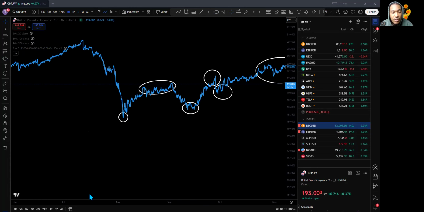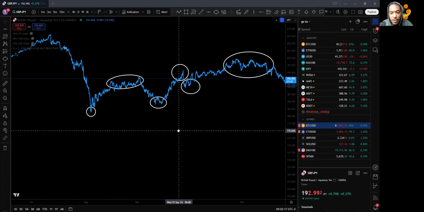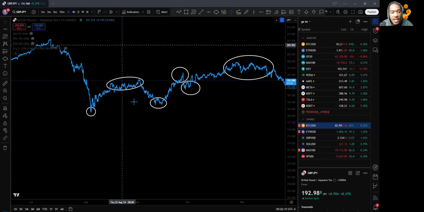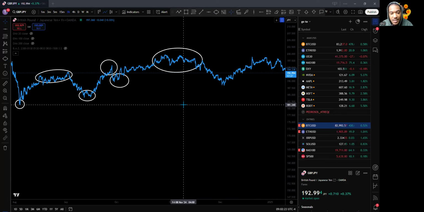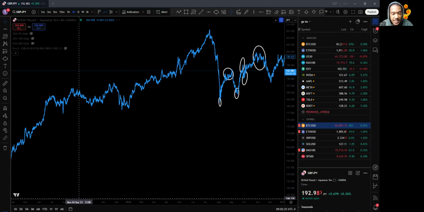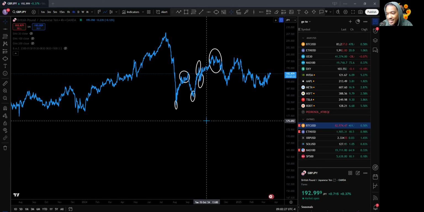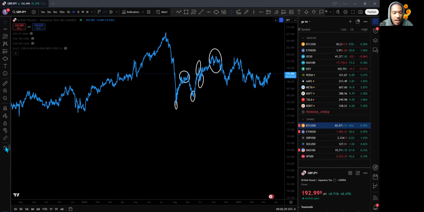Cool. So, with higher highs and higher lows, can someone drop in the chat what kind of trend this is? Is this the uptrend or is this the downtrend? I want to make sure we're all on the same page. For sure. So this is an uptrend.